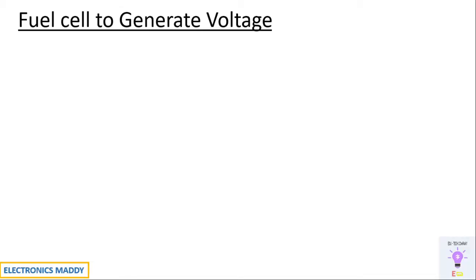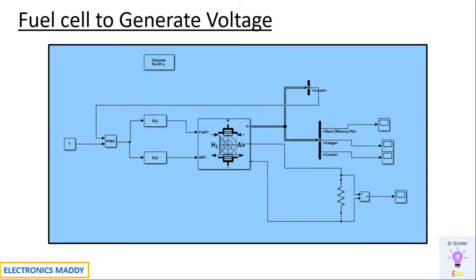Alright, let's get into our topic for today. This is the MATLAB model of a fuel cell to generate voltage. This is the fuel cell that is being used. At the first place, we need to understand what is a fuel cell. Fuel cell is basically an electrochemical cell that is used to convert chemical energy of the fuel into electricity. How do we achieve it in MATLAB? That stands to be a big question. So I'll be demonstrating it in MATLAB.